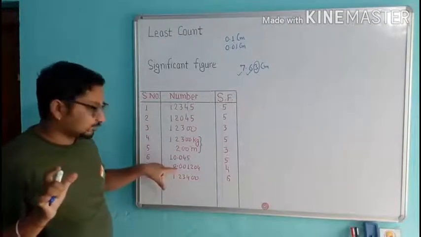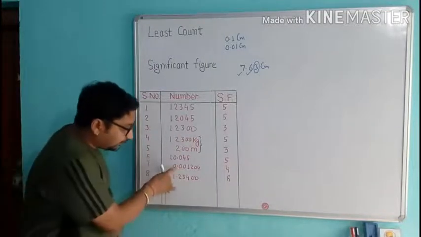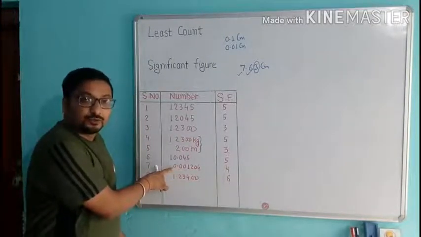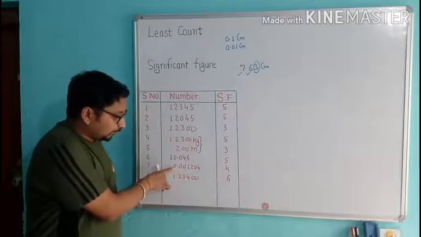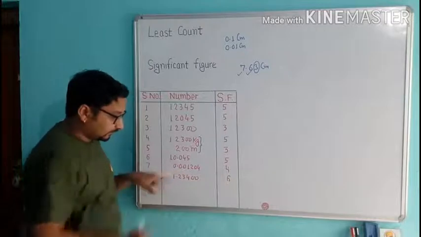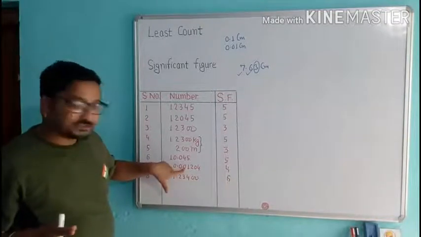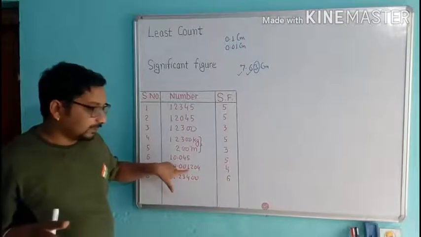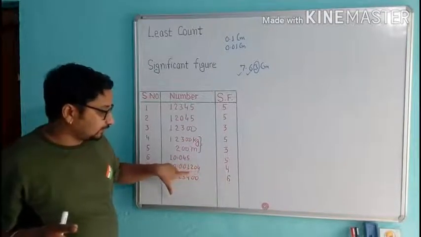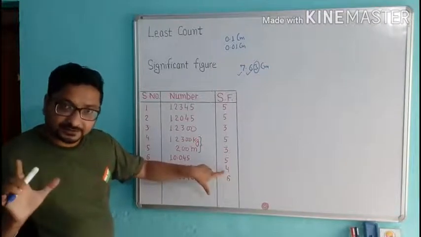Now again, decimal. Here is a decimal point, but before the decimal point there is 0. So we do not count this as a significant figure. We also leave this 0 and this 0 and count from here. 1, 2, 3, 4. So there are only 4 significant figures.